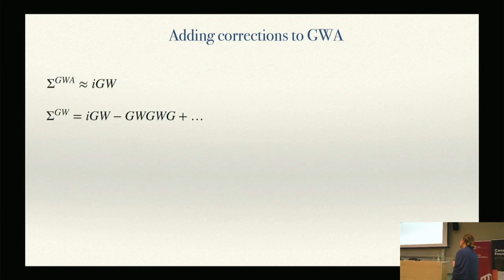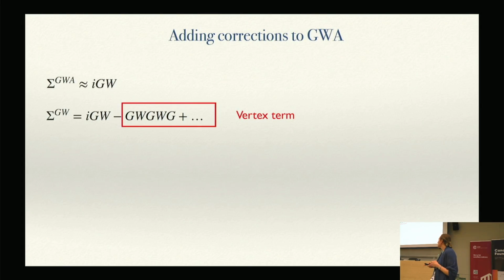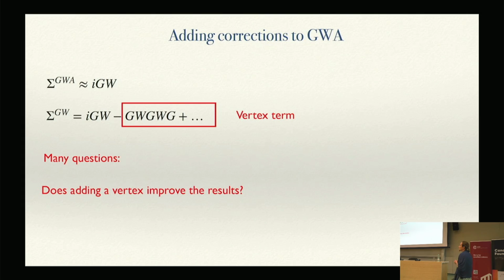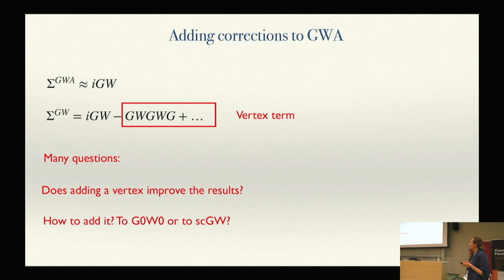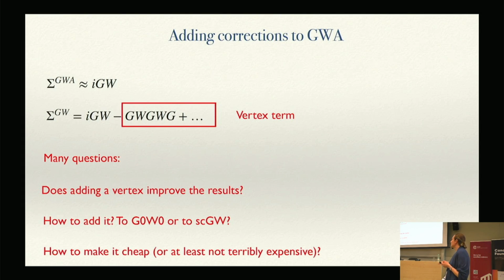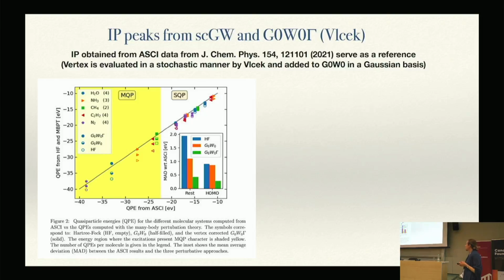So that means that instead of having the first term here, we start to add all these higher order terms, which are called vertex. There are many theoretical questions, like what is the best way actually to add the vertex? Does it improve the results, and how to make it cheap? Because normally it would be terribly expensive.